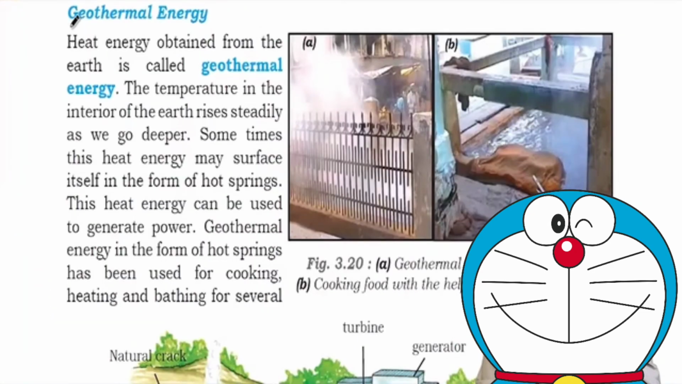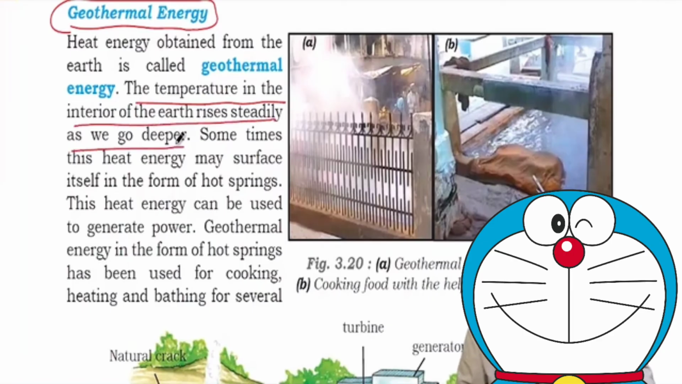Then next, you have something called geothermal energy. Yesterday I was telling you, the temperature in the interior of the earth rises steadily as we go deeper. I have told you, in the atmosphere, temperature decreases with increasing height. But if you go inside, temperature increases with increasing depth. Sometimes this heat energy may surface itself in the form of hot springs. That is, if you have high temperature inside, and whenever there is heavy rainfall, water may percolate down. And this water will be heated up, and they come out in the form of hot springs.